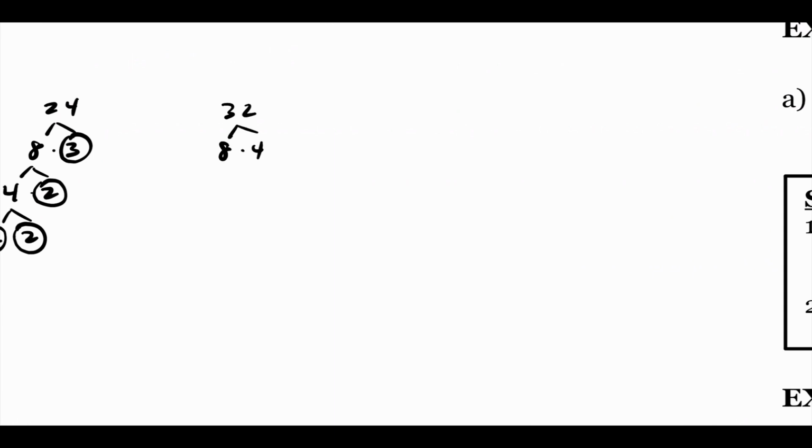32 is 8 times 4, or 16 times 2, or I think that's it. Anyway, 4 times 2, circle the 2. 2 times 2, circle the 2. 2 times 2. You end up with five 2s. 2 times 2 times 2 times 2 times 2.